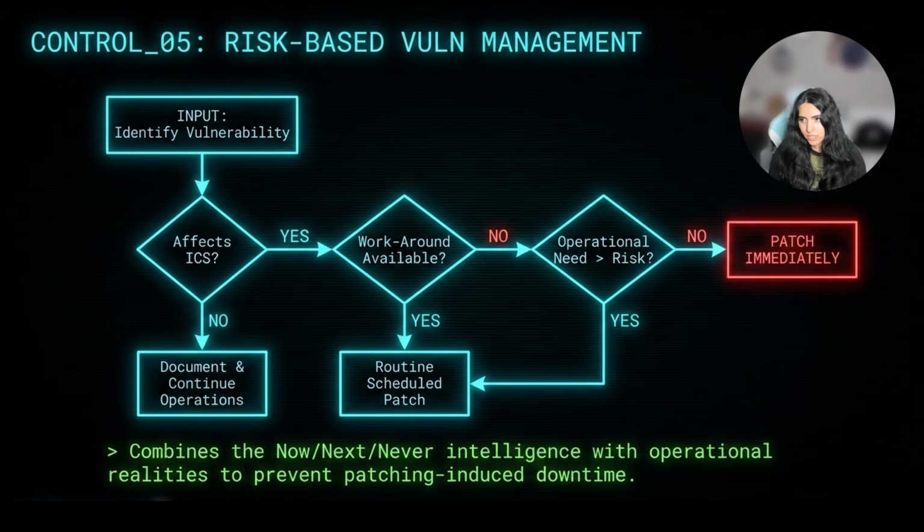So we need to understand that patching requires operational realities. When we identify a vulnerability, does it affect our industrial control systems? If it's yes, then we will see if there's a workaround available. If it doesn't, we will document it and continue with our day. If there's a workaround available, we will schedule it for routine patch, but if not, we will see if the operational need exceeds the risk. If it's yes, we will schedule it and patch it, but if not, we'll patch it immediately, which combines the now, next, never intelligence with the operational realities to prevent patching-induced downtime.